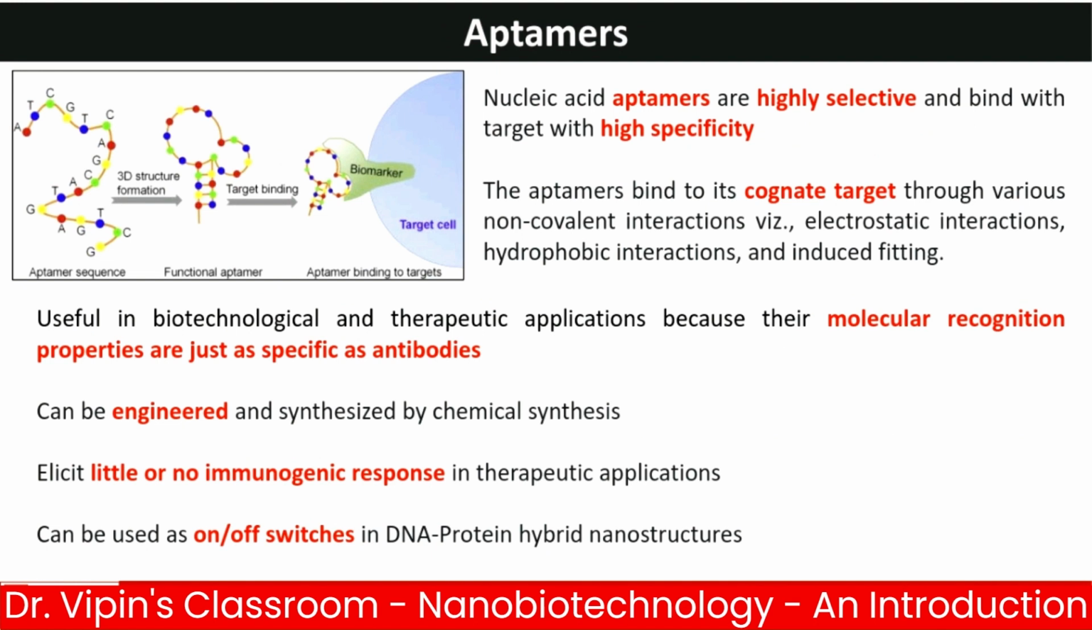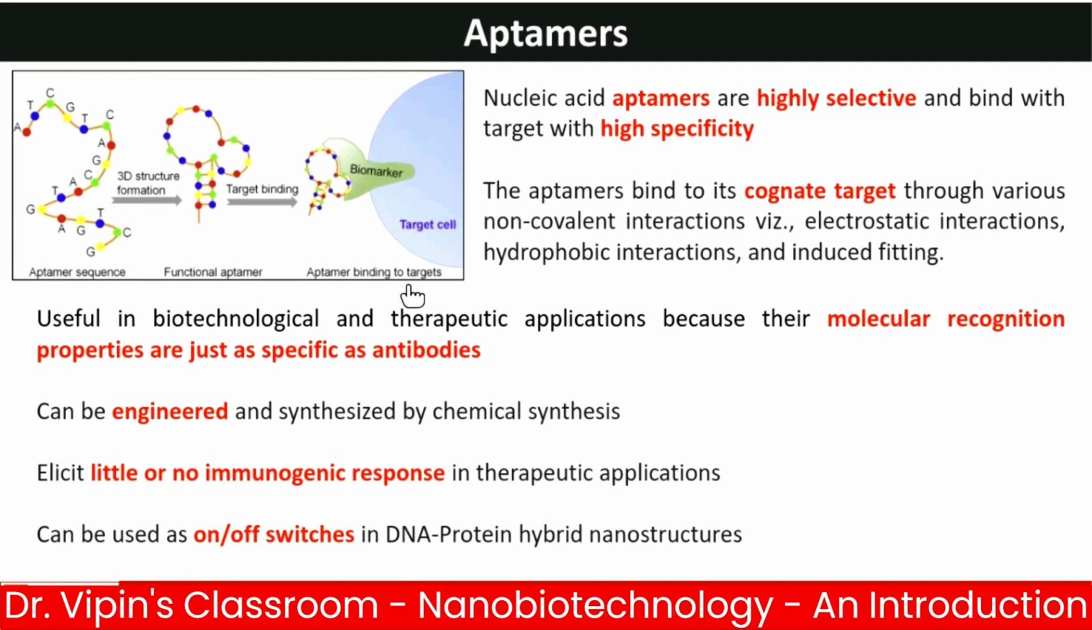Then, of course, what you can have is what is known as aptamers. Aptamers are nucleic acids or proteins. So you could have a question: is an aptamer a nucleic acid or a protein? It could be both. Nucleic acid aptamers are highly selective and bind with target with very high specificity. The aptamers bind to their cognate target through various non-covalent interactions, usually electrostatic interactions, hydrophobic interactions, and induced fitting. These are useful in biotechnological and therapeutic applications because molecular recognition properties are just as specific as antibodies.